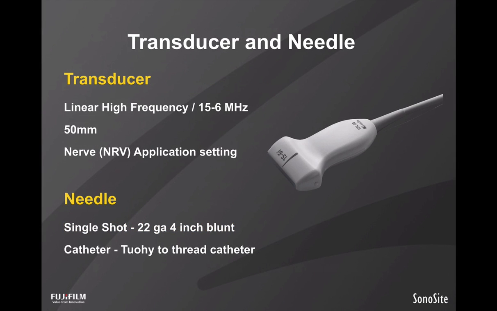A little bit on the transducer: we can use a linear high frequency transducer with the nerve application setting, and we can use a needle. For a single shot, we want to use a 22 gauge 4-inch blunt needle, and for a catheter, we would most likely need to use a 2E because we need to thread that catheter and we need enough space in that needle.